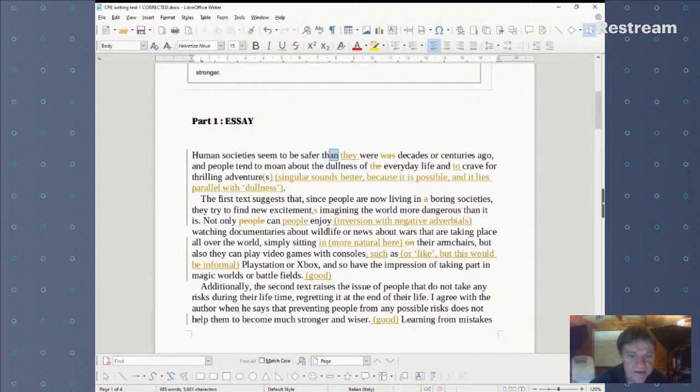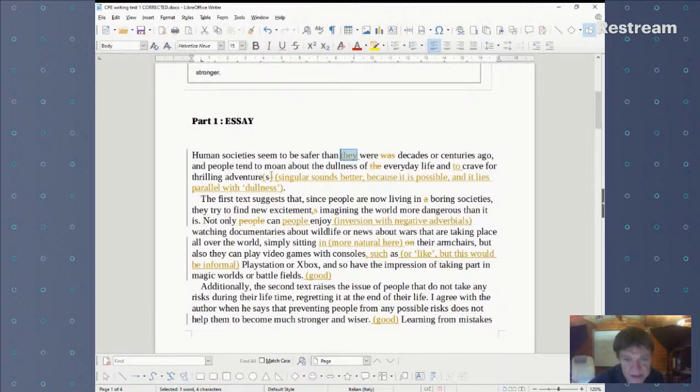And it's because than, think of than like a conjunction. A lot of the time, especially if you want to get it all in parallel, you want to make sure that the comparison, when you're using than, very often you want a whole clause after it. I think it works better. And you can't miss the subject if you've got a whole clause after it. So we're referring to human societies again. So we say than they, human societies, were decades or centuries ago.